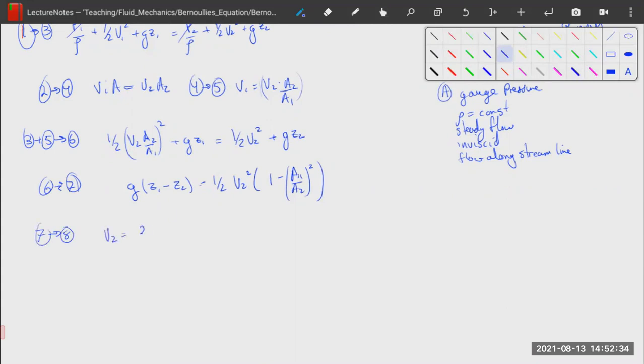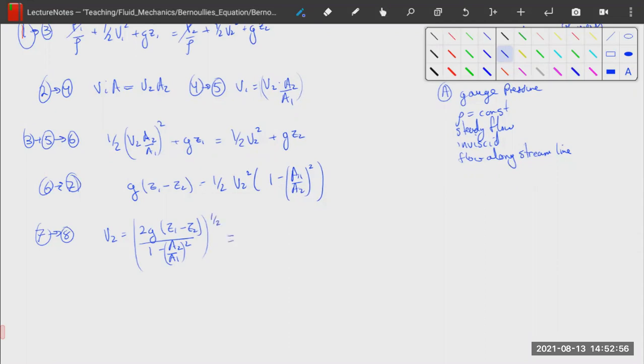V2 is equal to 2G times Z1 minus Z2 all over 1 minus A2 over A1 squared, and this is all to the 1/2 power.